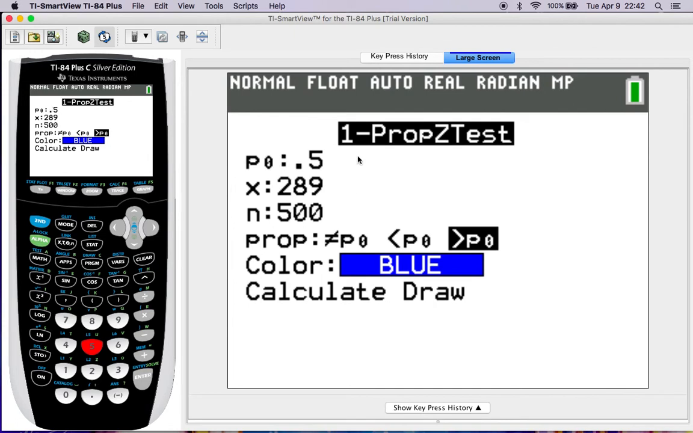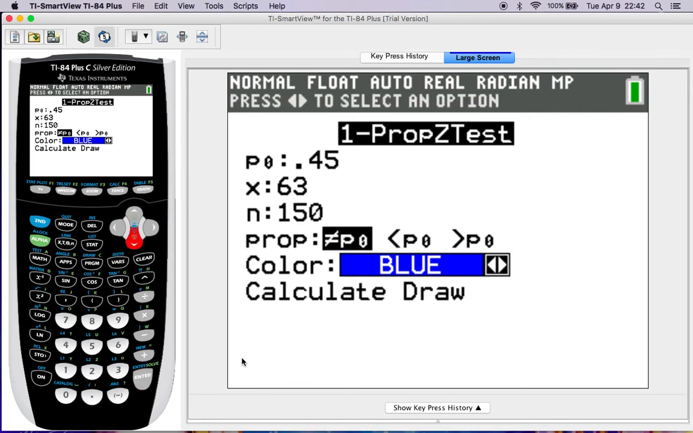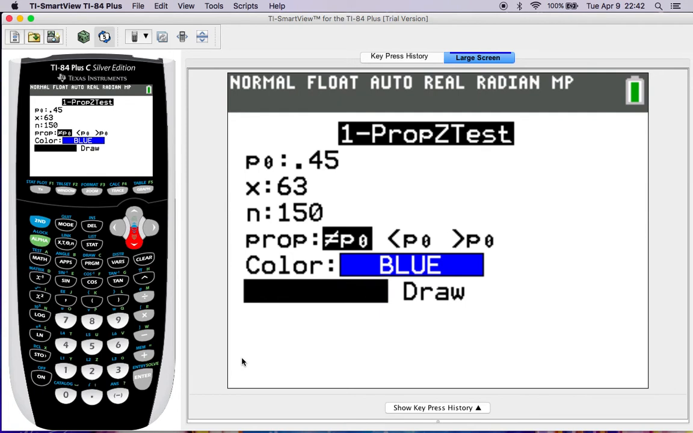Now our null was equal to 0.45. Our survey resulted in 63 pet owners that talked to their pets out of 150 total people surveyed. This was a two-tailed test, so we want the not equal to symbol. And I'm going to come down and hit calculate.